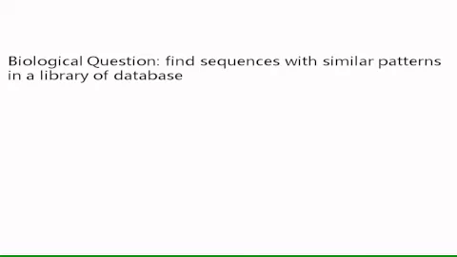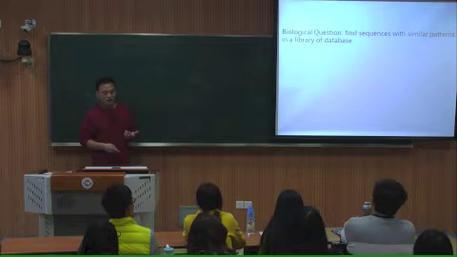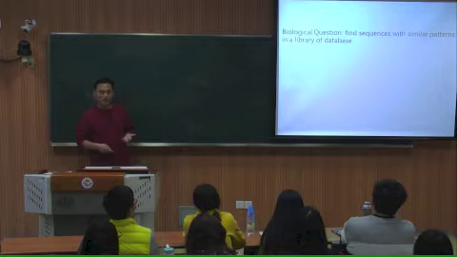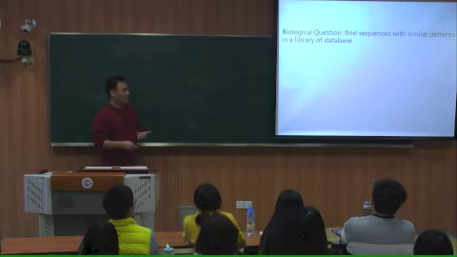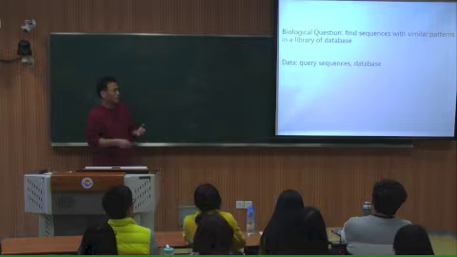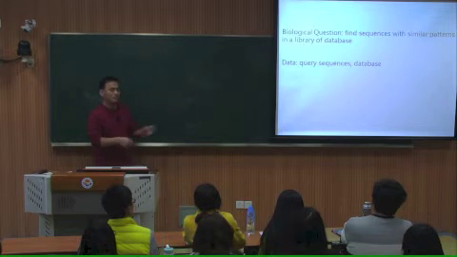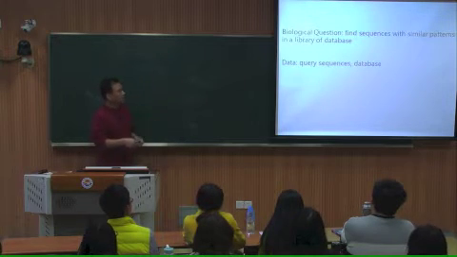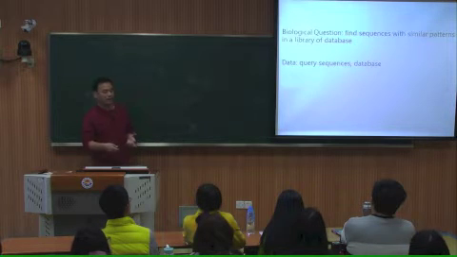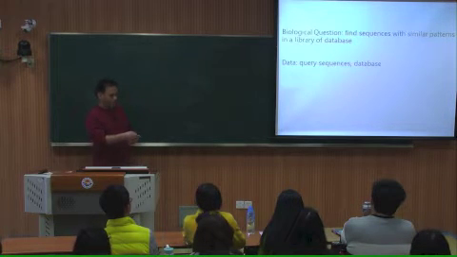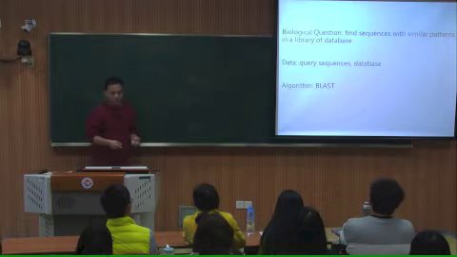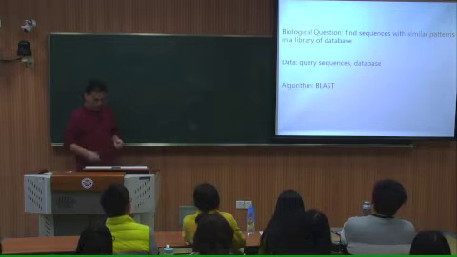So the biological question for this algorithm is to find a sequence with a similar pattern in a library or database. And the data we need includes the query sequence, the sequence you cloned, and also you need to compare that to a database. So the common databases are like GenBank or EMBL. The algorithm I'm going to introduce to you is the BLAST algorithm.